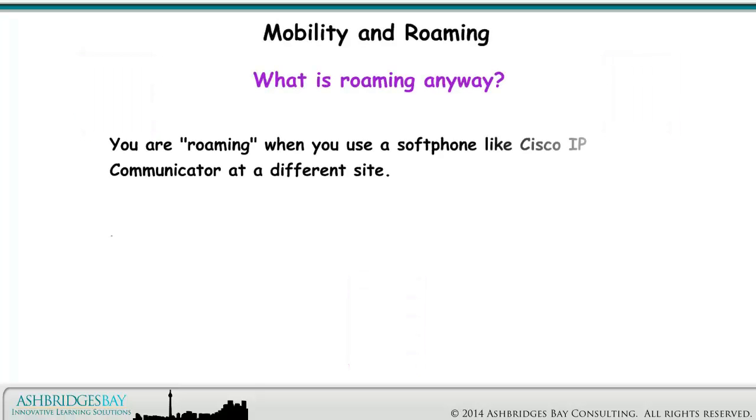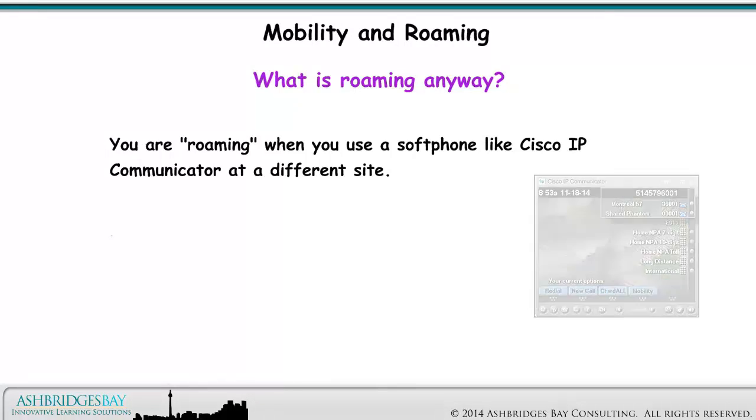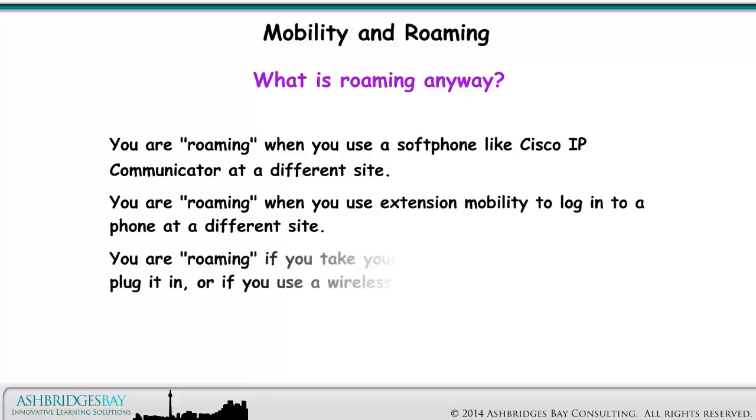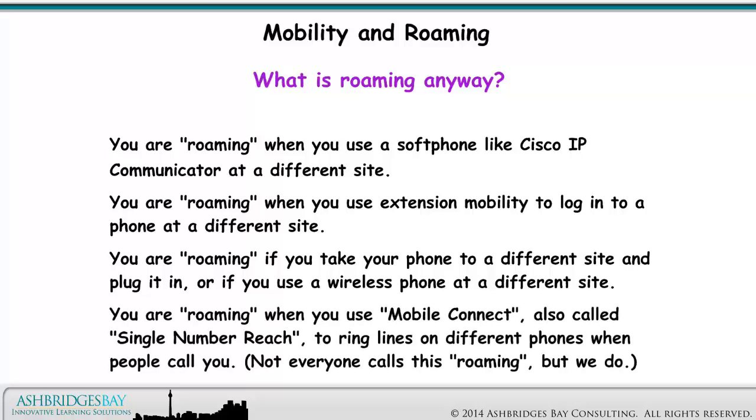You are roaming when you use a soft phone like Cisco IP Communicator at a different site. You are roaming when you use extension mobility to log into a phone at a different site. You are roaming if you take your phone to a different site and plug it in, or if you use a wireless phone at a different site. You are roaming when you use Mobile Connect, also called single number reach, to ring lines on different phones when people call you. Not everyone calls this roaming, but we do.